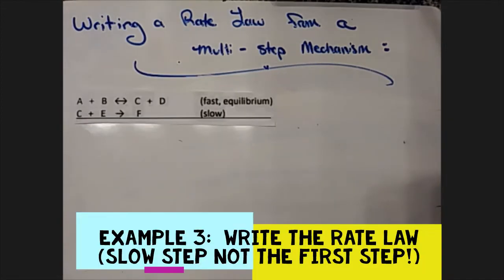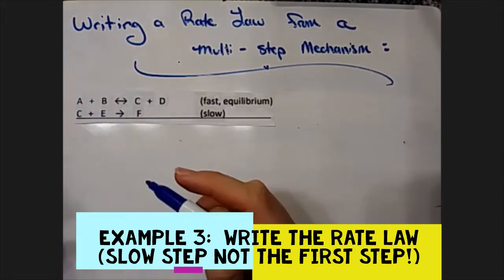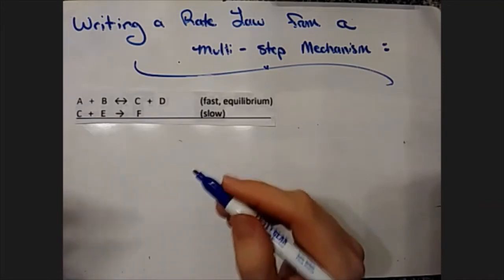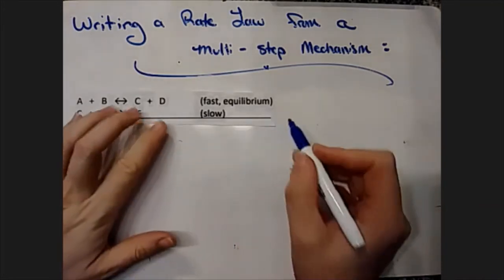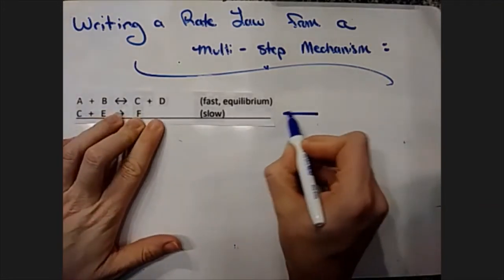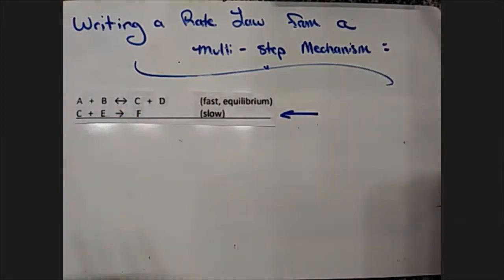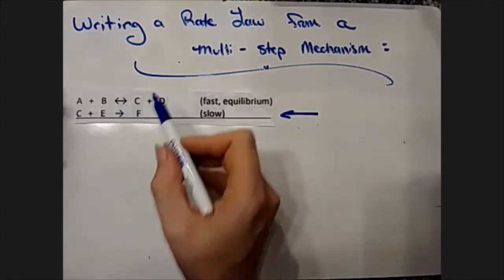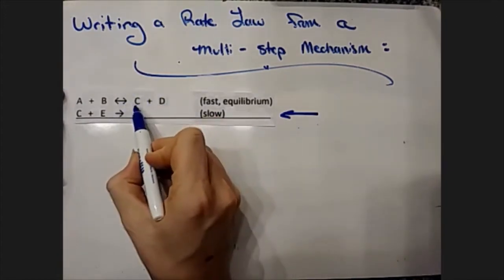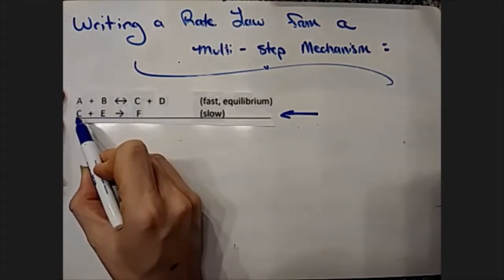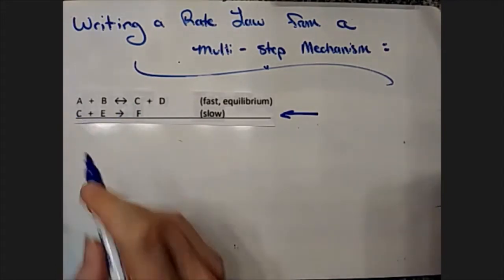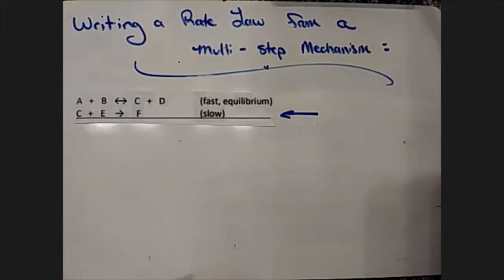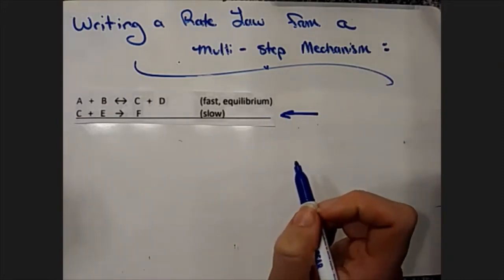Let's take a look at this particular chemical example here. Now we have a multiple step mechanism and we're going to need to write the rate law from it. Notice that in this case, the slow step is not the first step. The slow step is the second step. And unfortunately, it is going to include an intermediate. C is first made and then is consumed. That's the definition of an intermediate. And that's not going to be allowed in my final rate law.